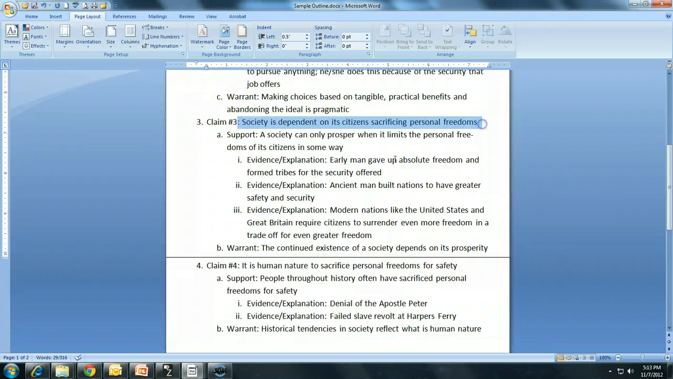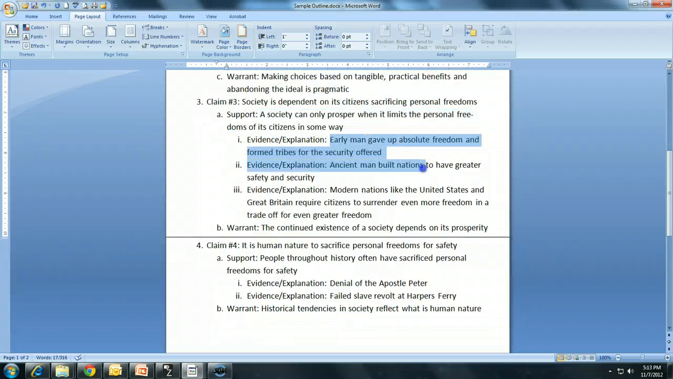Society is dependent on its citizens sacrificing personal freedoms. My logical support is that a society can only prosper when it limits the personal freedoms of citizens in some way. Again, I've chosen just some basic illustrations. This time I'm going to use some specific things. I've got some specific things I'm going to mention.